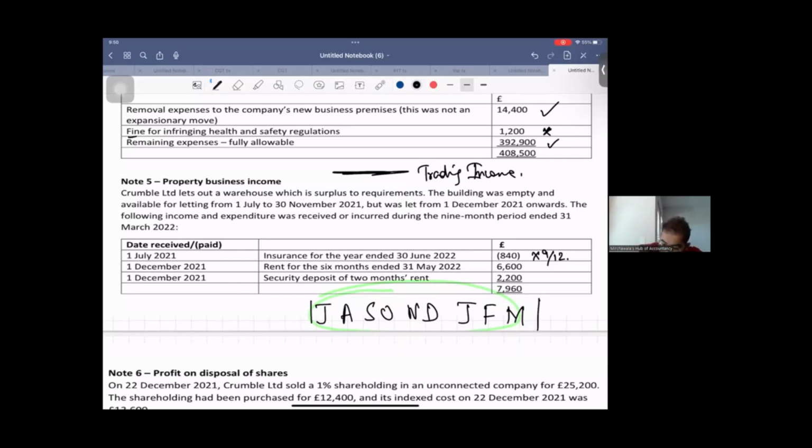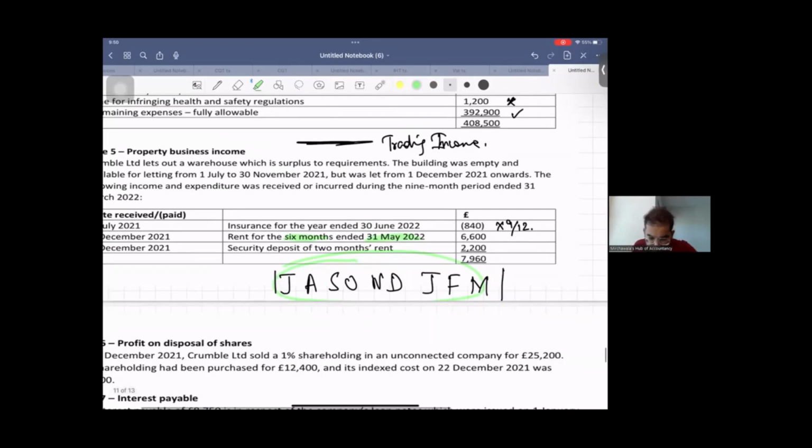Now, rent for the 6 months ended 31st May 2022. This is the rent of 6 months ending 31st May. Now look at here, 6 months ending May.